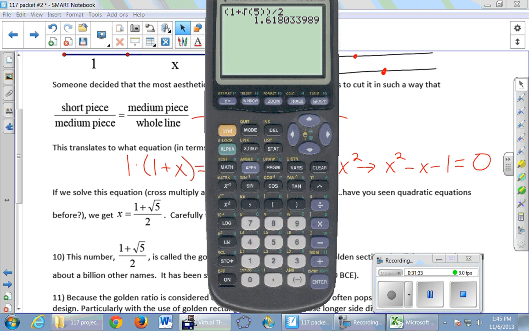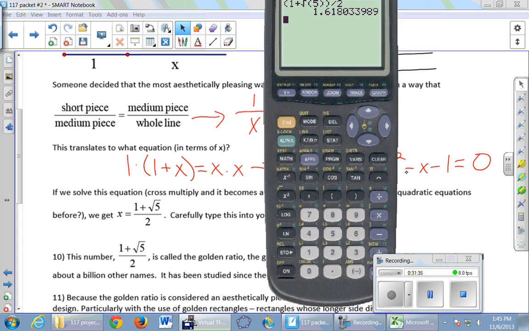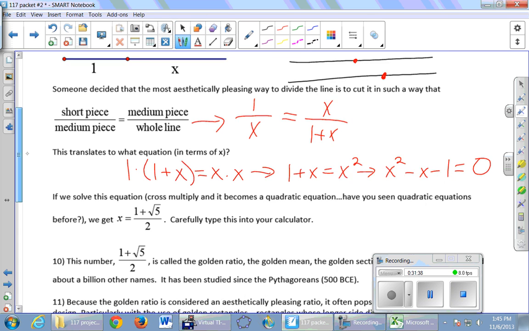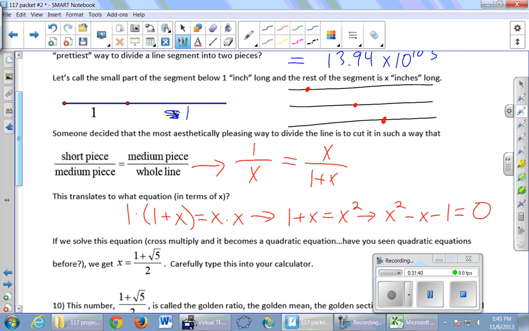So what the Greeks figured is that the best way to cut up a line is to cut it up in such a way that this piece right here is 1.618 times the short piece. The medium piece to the short piece is 1.618 to 1. That's the best way to cut it up.